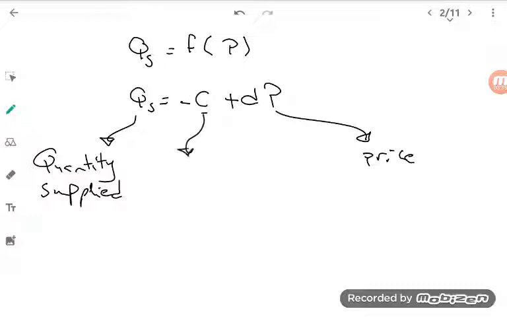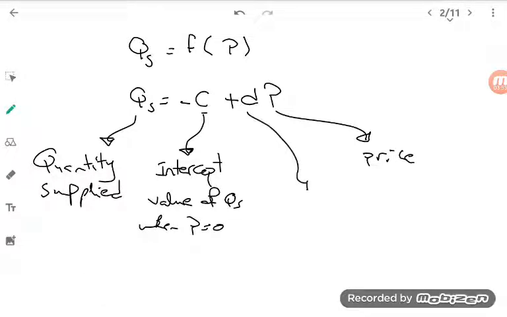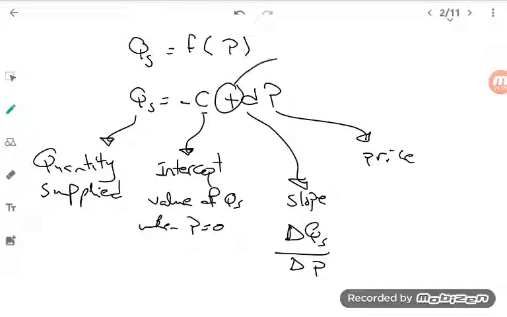C is the intercept, or the value of QS when price equals 0, and d is the slope, which is the change in QS due to a change in price by 1 unit, and the positive sign stands for the positive relationship between price and the quantity supplied.